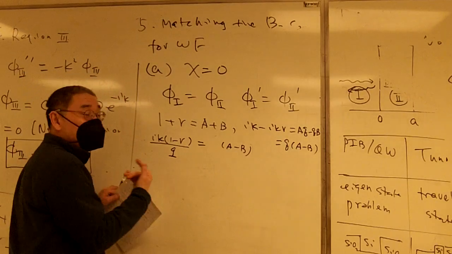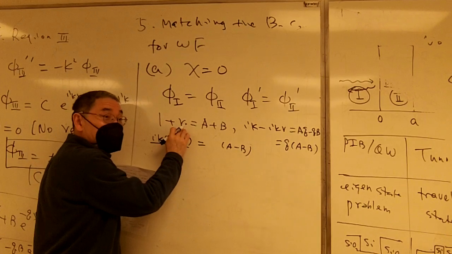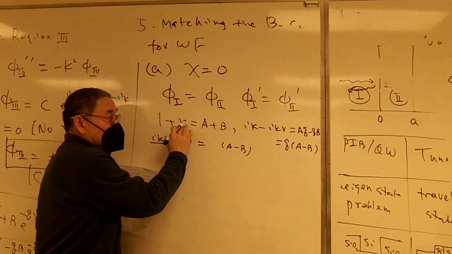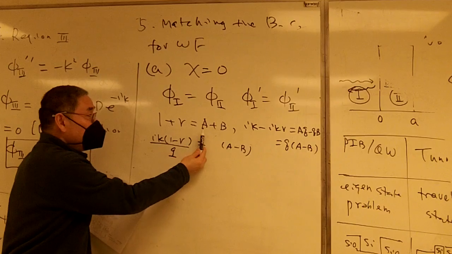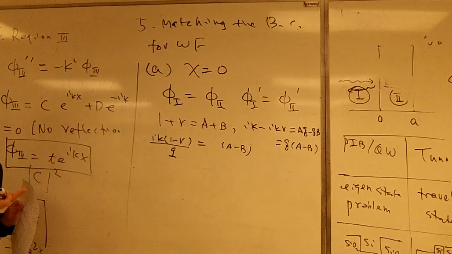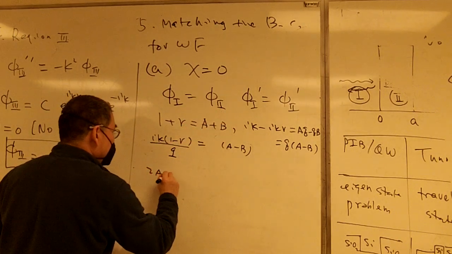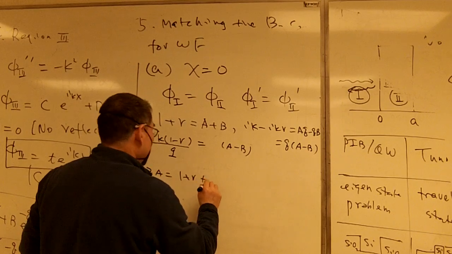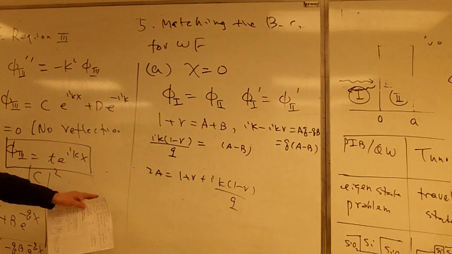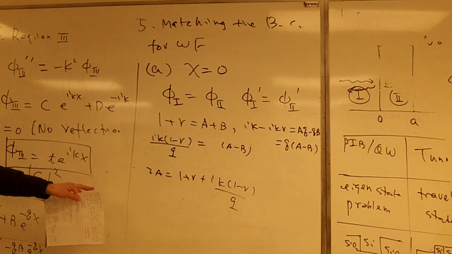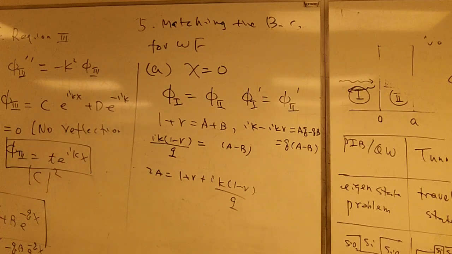Now here's something very interesting that comes out immediately. If I tell you the r, then a and b are all known, because you can solve for a and b. So a and b come out immediately. Essentially, you can add these up and you get 2a equals 1 plus r plus ik(1 minus r) divided by q. So you see my a comes out immediately. So this a is known now, and you have an expression like this.